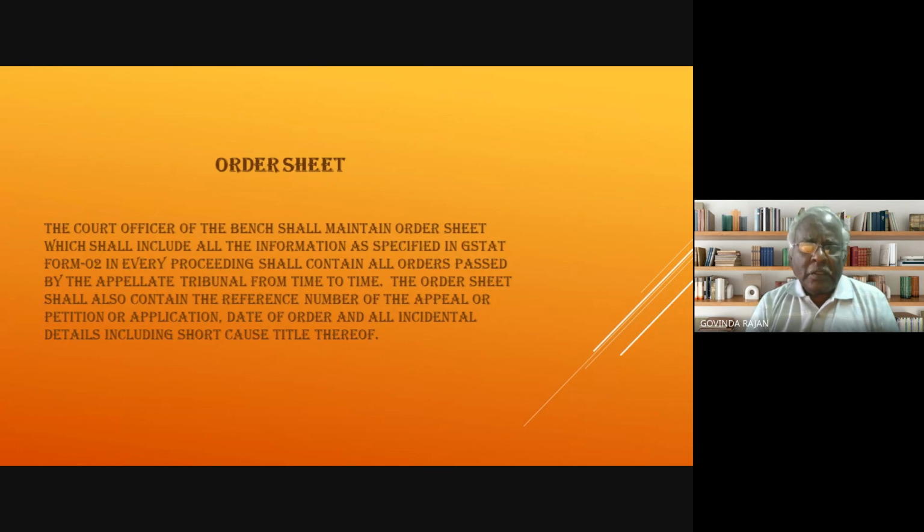Order sheet. During the proceedings, the registrar will maintain a separate case bundle. If an appeal is filed, the entire details are recorded in the register. Then for each hearing, from the date of admission to passing the final order, the registrar will maintain an order sheet for each day. The form for that purpose is GSTAT Form 2. It will contain all orders passed, including interim orders or any order passed by the tribunal.